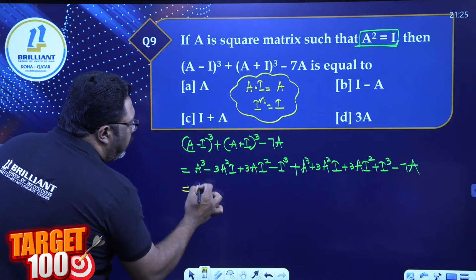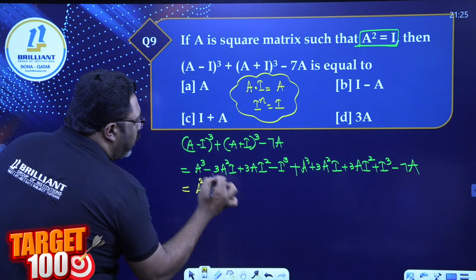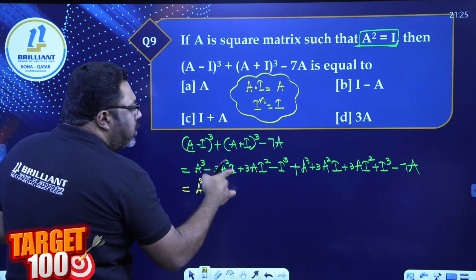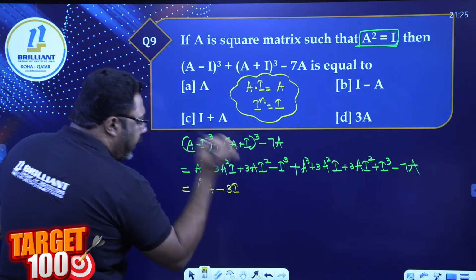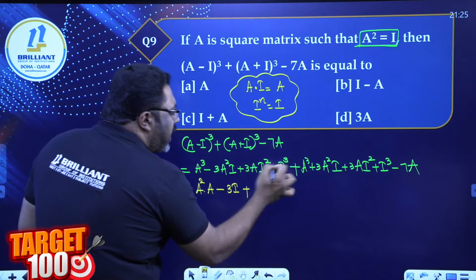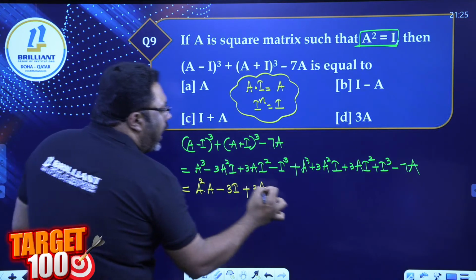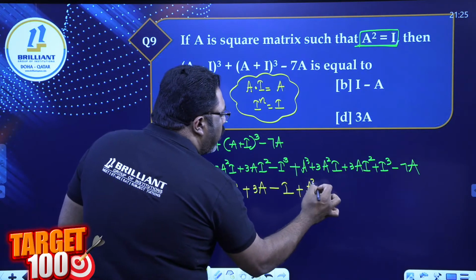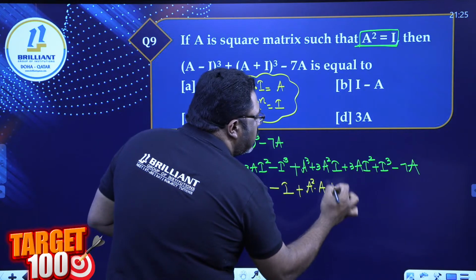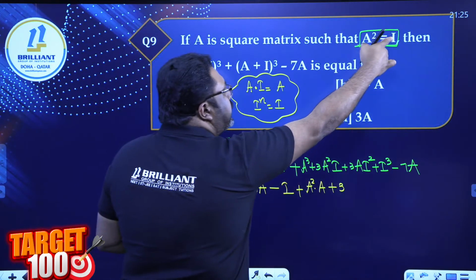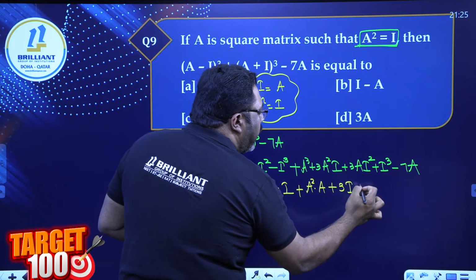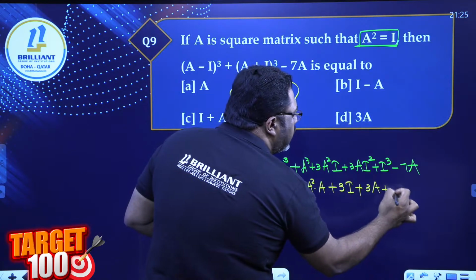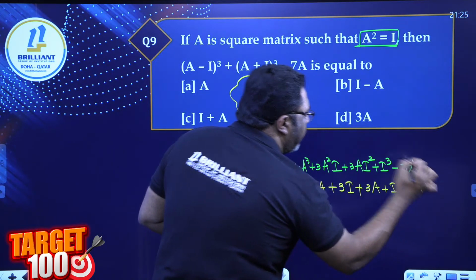So what is going to be A cubed? A cubed is actually A squared into A. And A squared in this case is I. So I into A is still A, and I raised to 3 is still I. Again, A cubed is A squared A. Then again, this is going to be 3 A squared, I into I is still I. 3A I squared is 3A. And I cubed is still I, minus 7A.